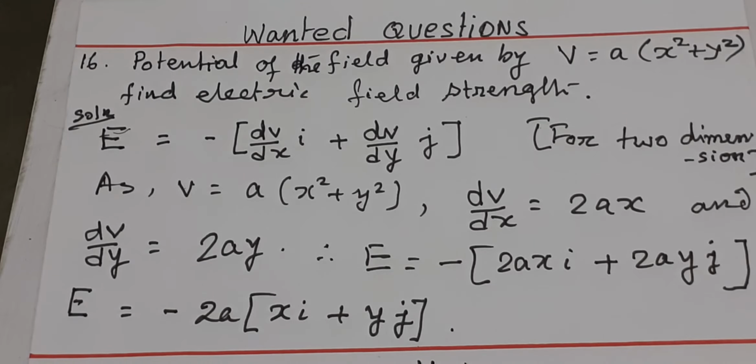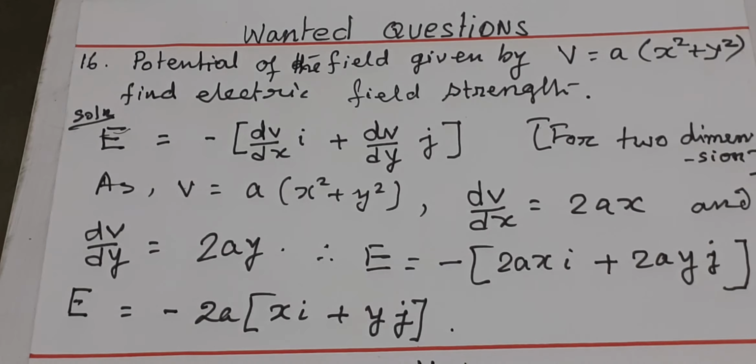Question number 16. The potential of a field is given by V equal to a(x square plus y square). Here a is a constant, and x and y are the variables for the electric field. Now we know the basic formula for electric field: E equal to minus dV by dx i plus dV by dy j plus dV by dz k. But here only x and y are available, so we keep only dV by dx i and dV by dy j.